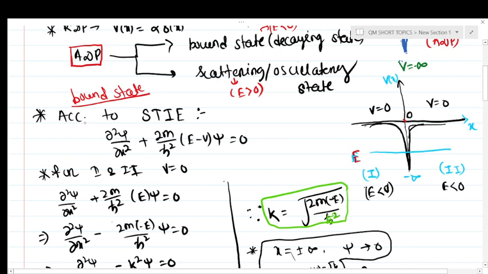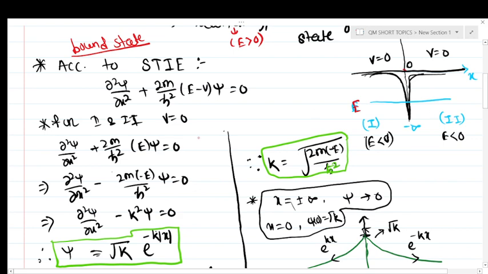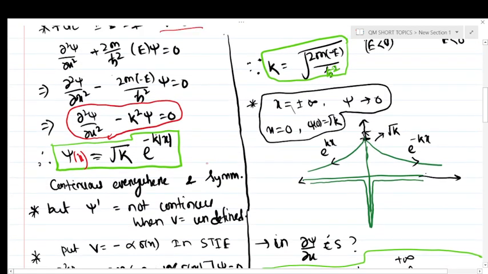By using the Schrodinger time independent equation of this form, in region 1 and region 2 the potential is 0. So by applying this, del square psi by del x square, to make k, I take the negative sign. This is the equation, and the solution of this equation is psi of x equal to root k e power minus k mod x. Here k is the wave number, the square root of 2m times minus E divided by h cut square. If I take the mod, then it is 2m E by h cut square. So our wave function for the attractive delta potential is of this format.